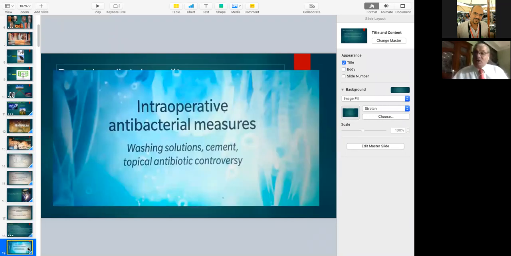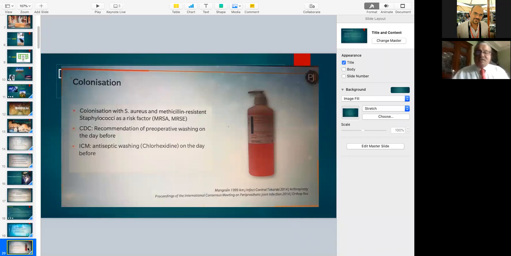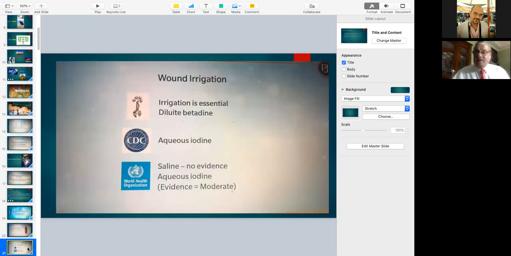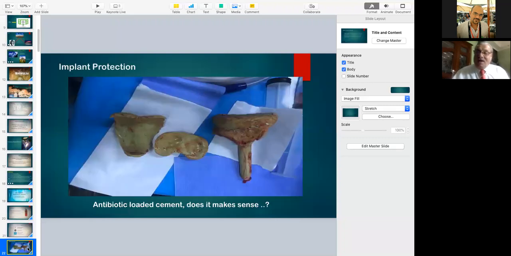And we talked also about the intraoperative antibacterial measure regarding the washing solution. In a CDC or international consensus meeting, they advised or recommended application 1 day before of the antiseptic. And we talked about the irrigation with betadine, 17 cc with 500 saline for the irrigation, at least 2 times, 4 to 9 liters. And we talked about the antibiotic loaded bone cement.